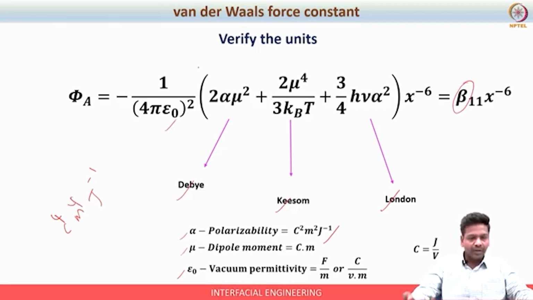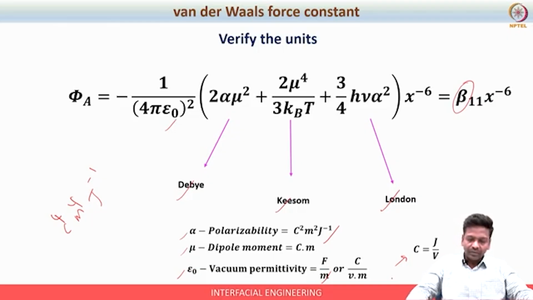Remember you have one in the denominator as well, which is vacuum permittivity. Vacuum permittivity is usually defined as farad per meter. It is also nothing but coulomb per volt per meter. Now you can also notice that coulomb is defined as joule per unit volt.